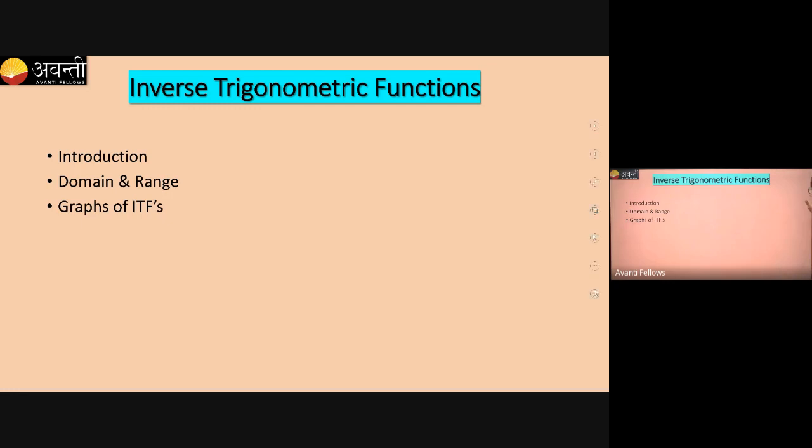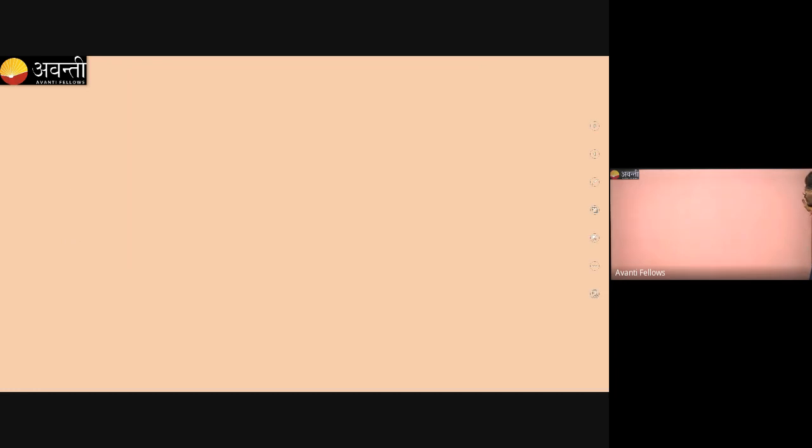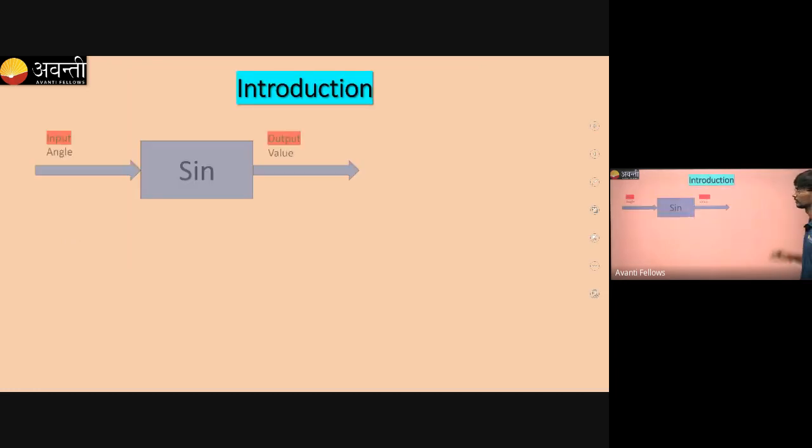After that, we are going to do properties. This is the most important part for JEE Mains because there are many questions that come directly from the properties of inverse trigonometric functions. And last but not the least, we are going to solve some questions based on inverse trigonometric functions. So yeah, let's start with the introduction.